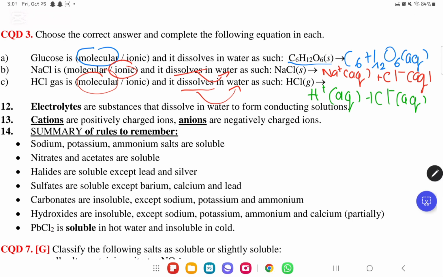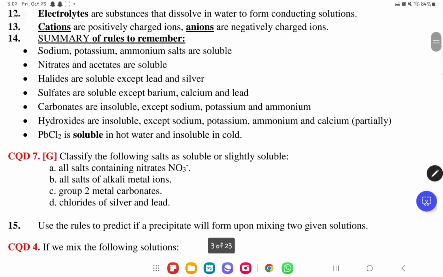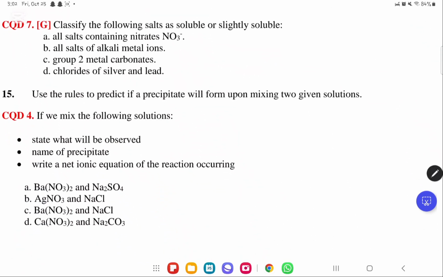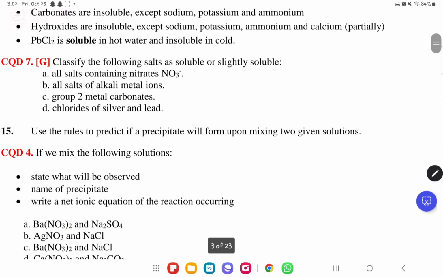So the table is extremely, extremely important to memorize. So we finished CQD number 3, on to CQD number 7. Let us classify the salts as soluble or slightly soluble. If you wrote the table in front of you or you have it memorized, this is going to be really easy for you guys. But anyways, all salts containing nitrates, anything containing a nitrate is soluble because nitrates dissolve with everything.